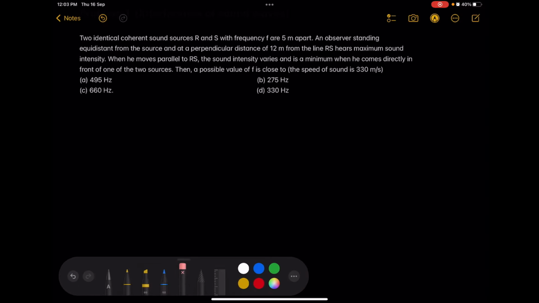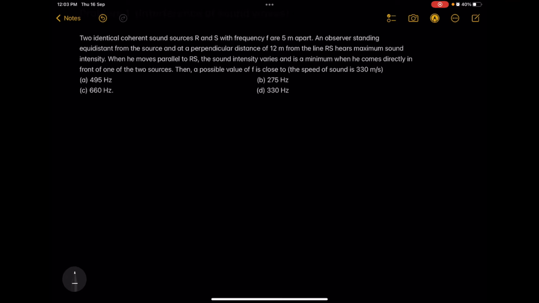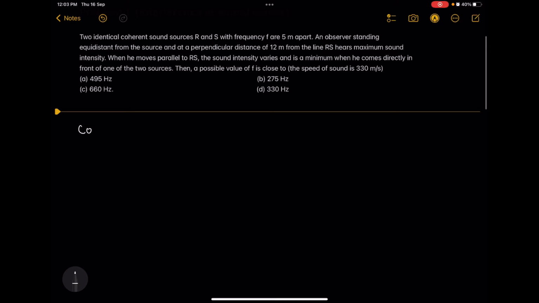This word coherent means that the phase difference between the two sources is constant, right? And both of the sources have the frequency f, and they are kept 5 meters apart.